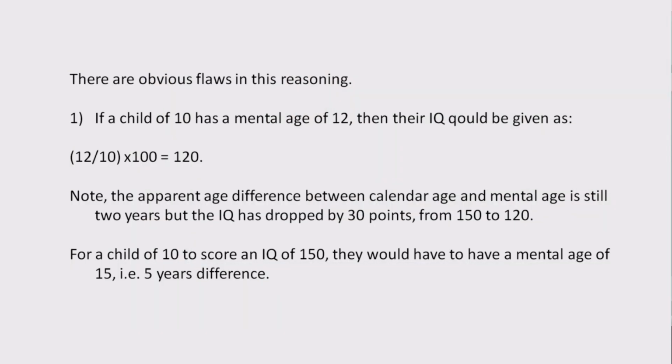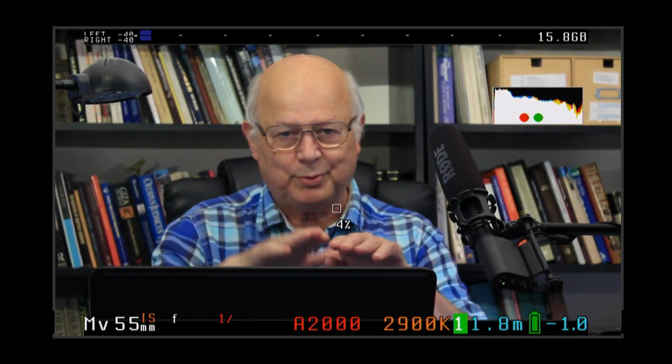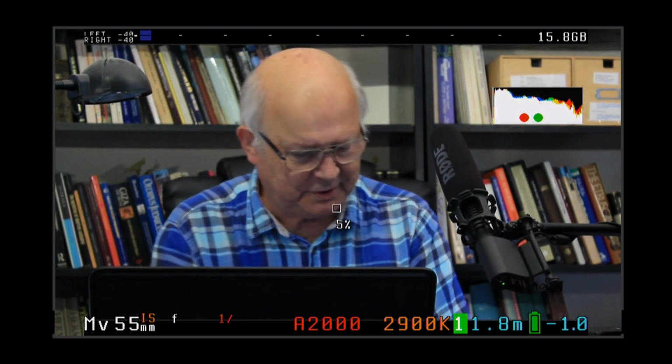For a child of 10 to score an IQ of 150, they would have to have a mental age of 15, i.e., 5 years difference. And that would mean that your IQ would be accelerating to keep up with itself. Now, 2 years is not enough. You've now got to be 5 years ahead of your peers. You do get kids a bit like that. They go to university at a ridiculously young age, but it usually means they haven't developed in other areas of their life. This whole IQ idea, I think, has been very much manipulated and misused, and we need to look a little bit further into it.